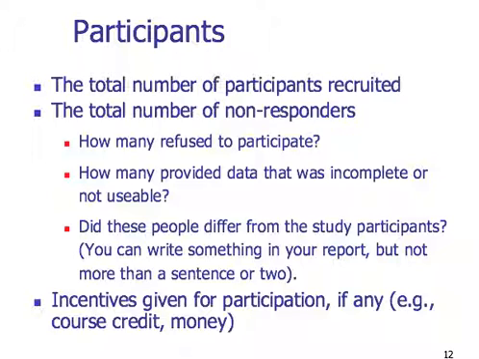You want to also mention whether incentives were given for participation. So if course credit was given for people who participated in a survey, you can list that. If participants were given money if they completed a survey or participated in the study, then you'd want to mention that.